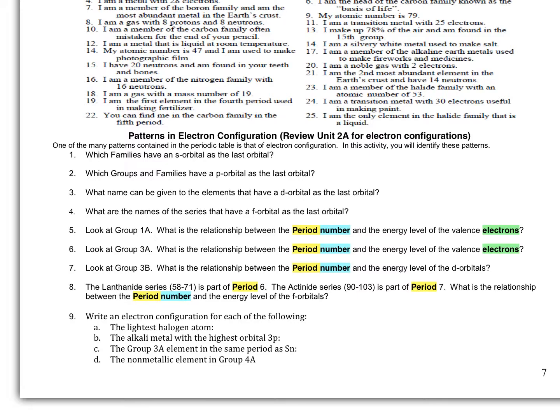There's only two families, the alkali metals and the alkaline earth metals. Okay. So as you work through these, you're going to be applying your information about electron configurations.